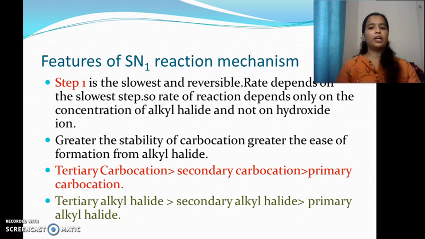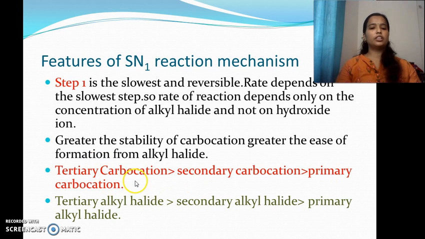That is determined by the nature of the carbocation. The greater the stability of the carbocation, the greater will be its formation from the alkyl halide. You know, tertiary carbocation is more stable than secondary carbocation, which is more stable than primary carbocation. Tertiary carbocation means there will be 3 alkyl groups attached to the carbon atom, and alkyl groups are electron donating, so they will donate electrons to the carbon atom, and hence it will be more stable. So tertiary carbocation is more stable than secondary, than primary carbocation.